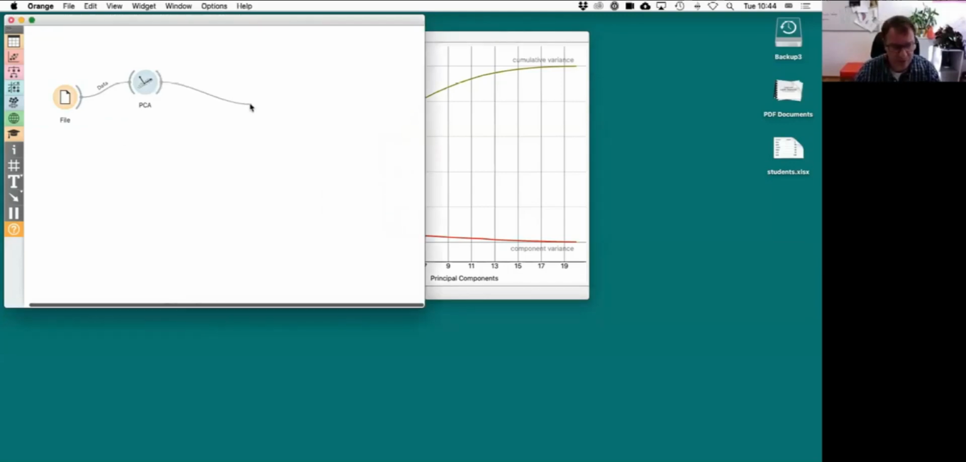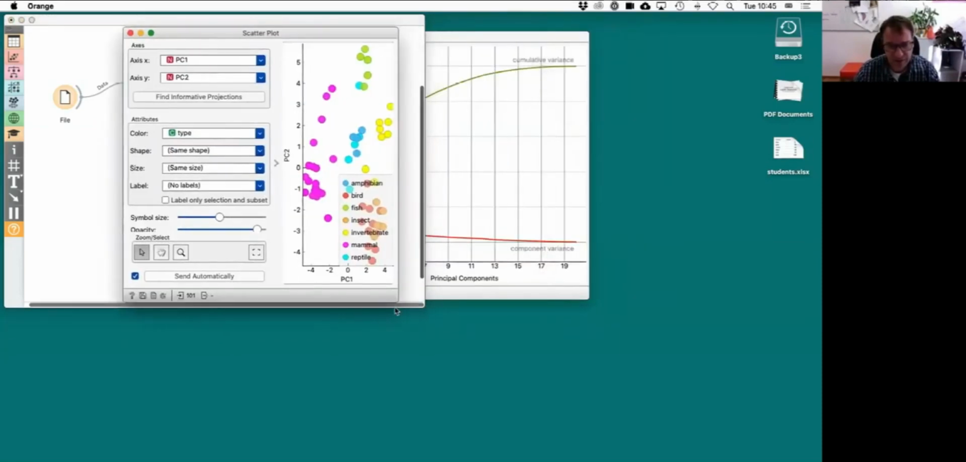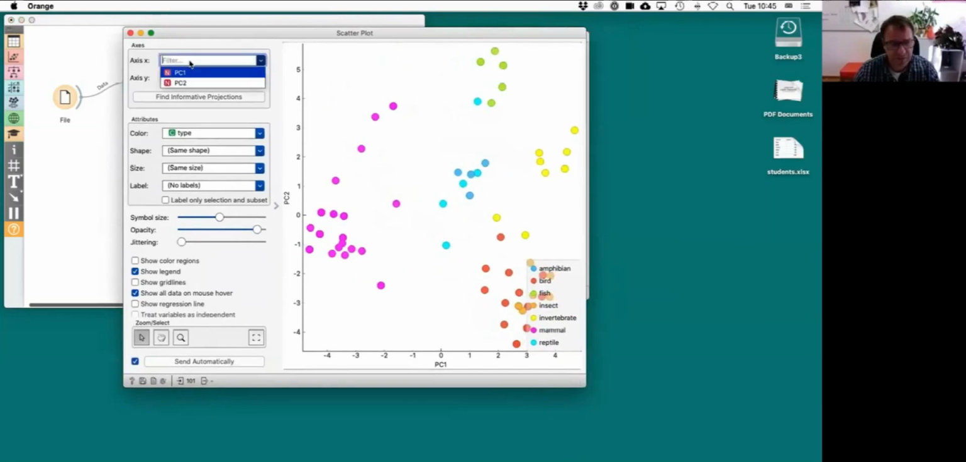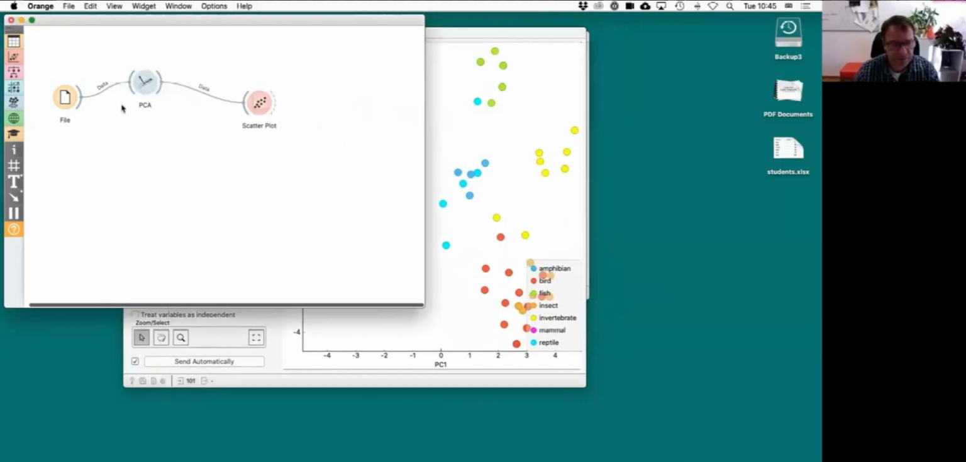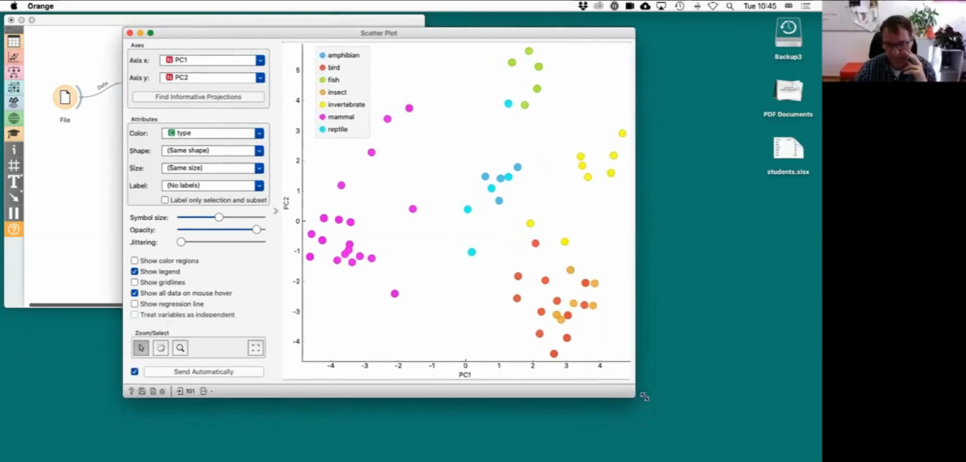So the two-dimensional projection will be the scatter plot. I need to select. Oh, that's already it. So the axes are principal component 1 and principal component 2, and this is the figure. Okay.